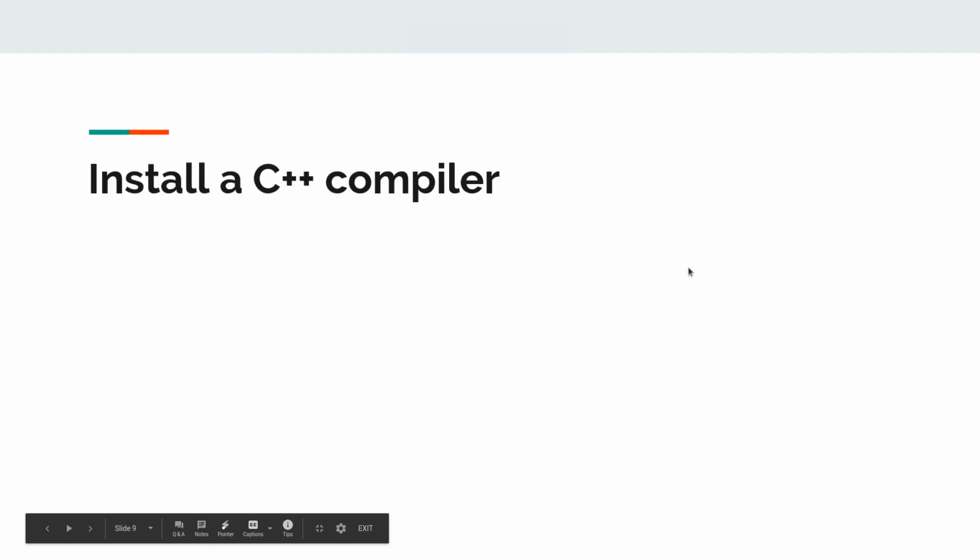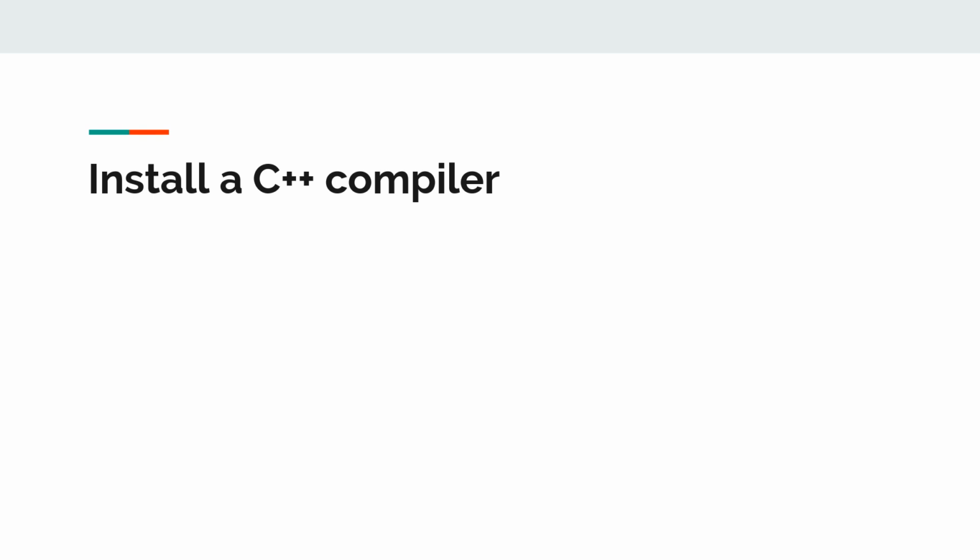C++ code needs to be compiled, so we need a C++ compiler. If you have a Linux machine, you might have GCC. Also, you can install Visual C++ for Windows or Clang for macOS. If you haven't installed any C++ compiler, please pause the video and install a C++ compiler.